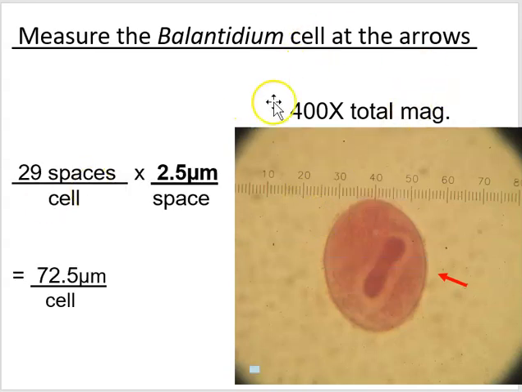Well, we know our total magnification, which means we also know our conversion factor. And with your 40x objective dialed in place at 400 times total magnification, it's going to be about 2.5 micrometers per space. This cell that we just determined is about 29 spaces long right there. And so that's going to give us 72.5 micrometers for the width of that cell right there.